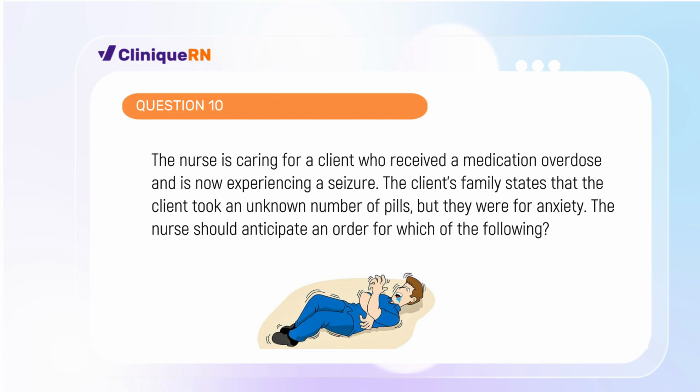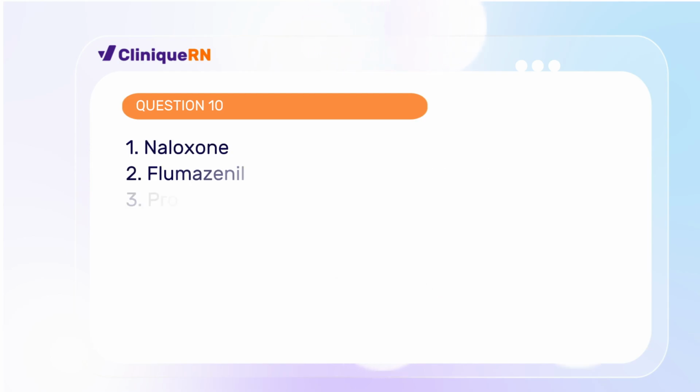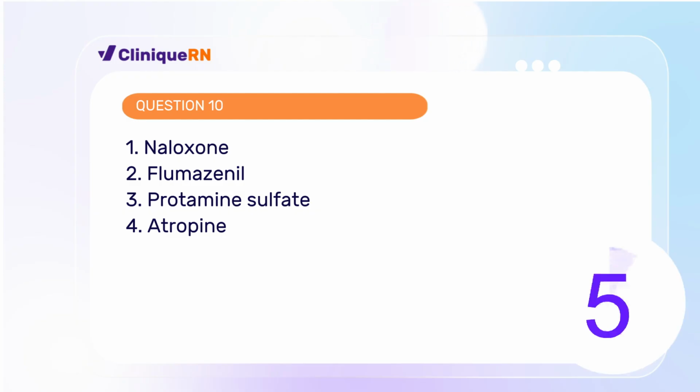Question 10. The nurse is caring for a client who received a medication overdose and is now experiencing a seizure. The client's family states that the client took an unknown number of pills, but they were for anxiety. The nurse should anticipate an order for which of the following? 1. Naloxone, 2. Flumazenil, 3. Protamine sulfate, 4. Atropine.